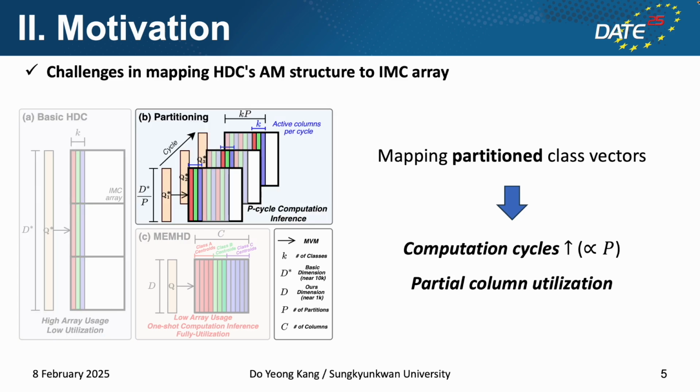An alternative solution is the partitioning method, to partition each class vector into multiple segments and map them to the available columns. This reduces the number of arrays needed, but it requires computing similarities across all partitions for each partitioned query vector, which increases the computation cycles. This results in a clear trade-off between array usage and processing time.